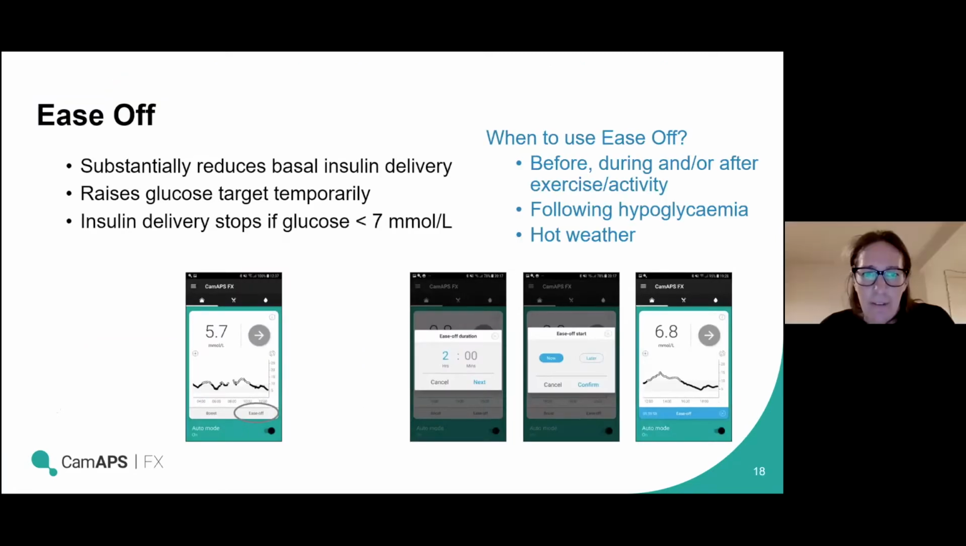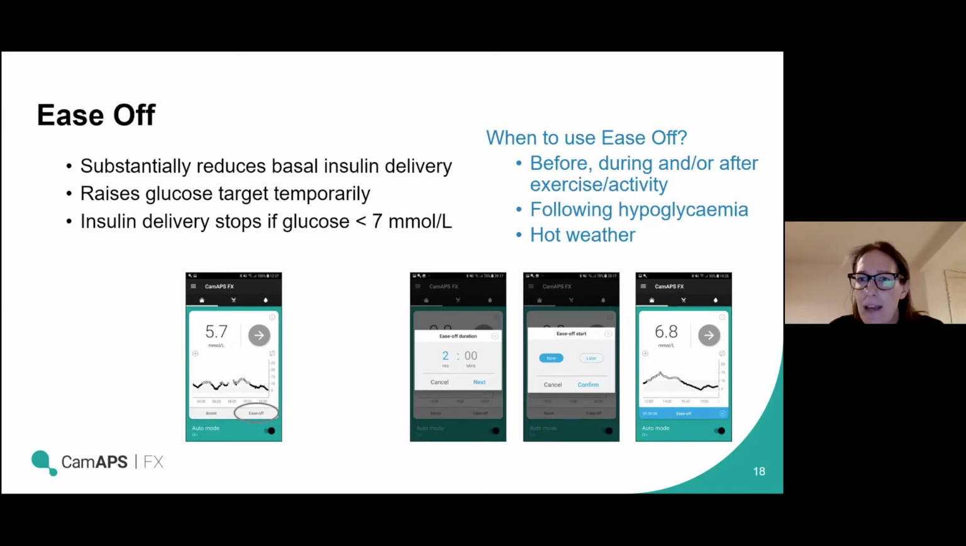Just thinking about some of the functions that are available with this system. There are two modes that can be used to adjust how the algorithm's working. These are called ease off and boost. A little bit of detail about what they do: the ease off setting substantially reduces the insulin delivery, temporarily raises the glucose target, and also stops insulin delivery if the glucose goes less than 7. So it's working in several different ways to ultimately make the algorithm a bit less aggressive.